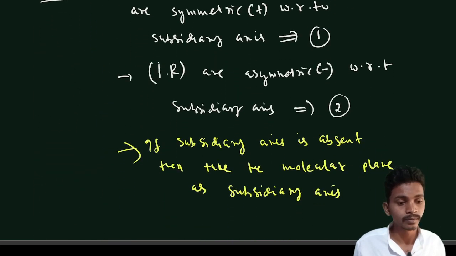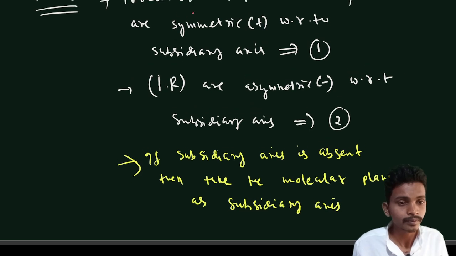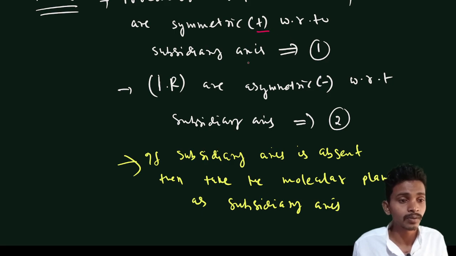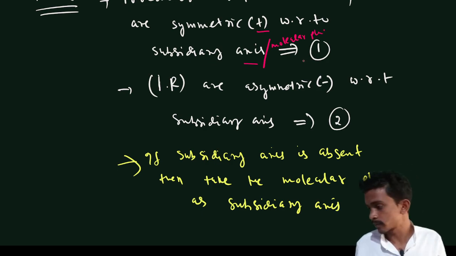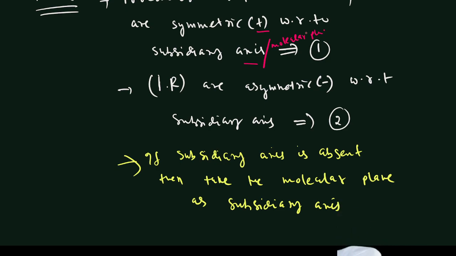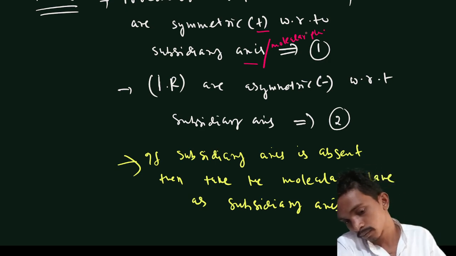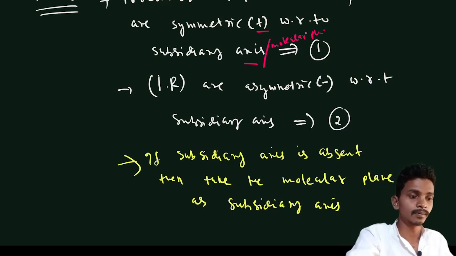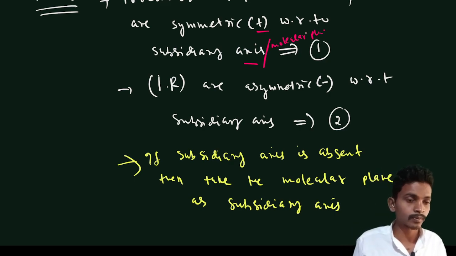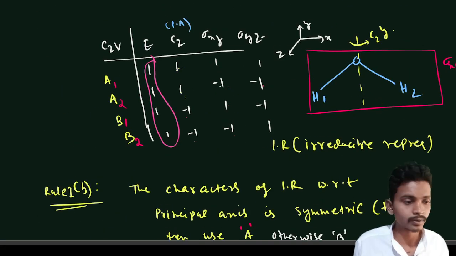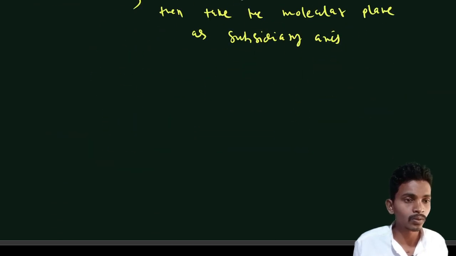Okay, so if the subsidiary axis is there and the irreducible representation is positive with respect to the subsidiary axis, if the subsidiary axis is not absent, then for the molecular plane I have to put 1. Okay, this is rule 2. So likewise I put, now I will go for rule 3.